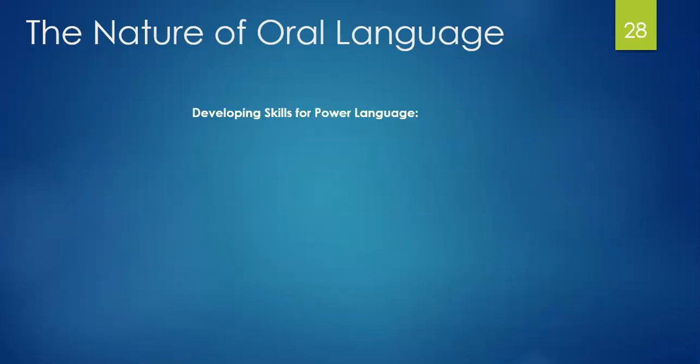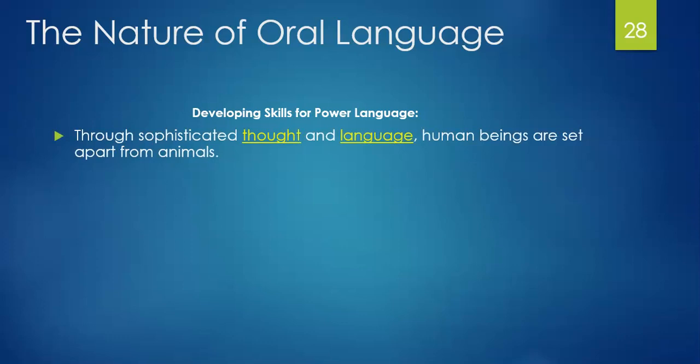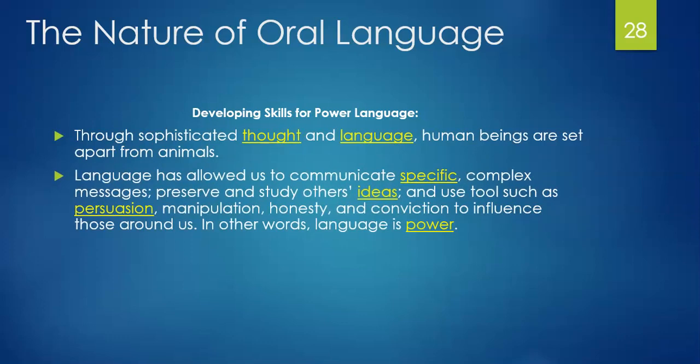So, developing skills for power language. Through sophisticated thought and language, human beings are set apart from animals. Language has allowed us to communicate specific, complex messages, preserve and study others' ideas, and use tools such as persuasion, manipulation, honesty, and conviction to influence those around us. In other words, language is power.